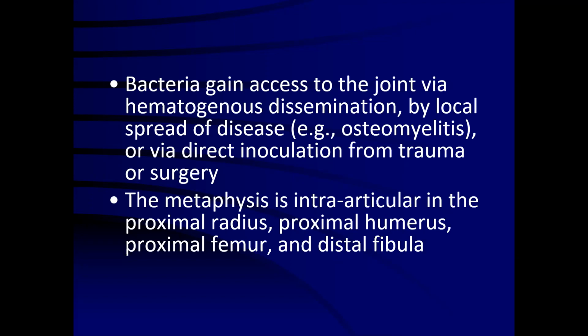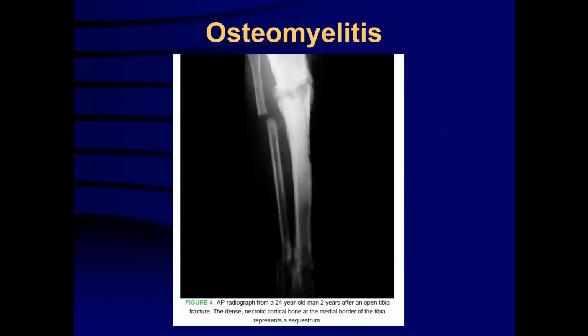This slide I love. This is an AP radiograph from a 24-year-old man, 2 years after open tibia fracture. Notice the dense cortical bone at the medial border of the tibia, which represents sequestrum. I'm going to put the pointer on the area. This is sequestrum. This is dead bone. The new bone formation is known as involucrum.